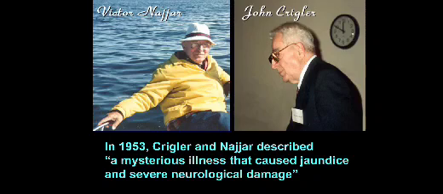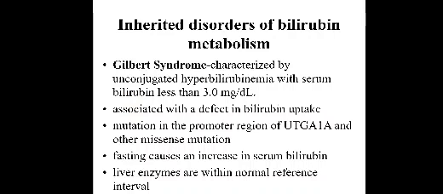Here there are two gentlemen. You see that there is Najjar and Crigler. In 1953, Crigler and Najjar described a mysterious illness that caused jaundice and severe neurological damage. Here, the inherited disorders of bilirubin metabolism. This is another section of my talk.